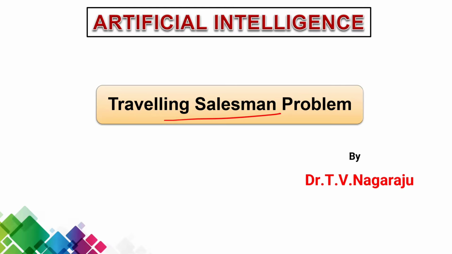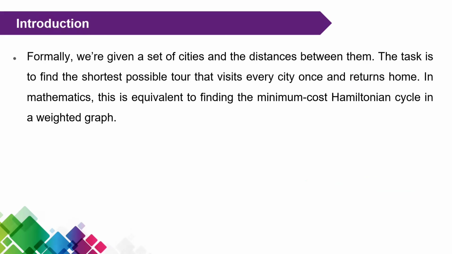First of all, what is the problem? We know the basic definition. Some set of cities are given. You need to start from one city, visit all the cities exactly once, and finally reach the starting city with minimum cost. That is the traveling salesman problem. So the main aim is visiting all the cities exactly once and minimizing the total distance or cost of the journey. It is like a Hamiltonian cycle in a weighted graph.